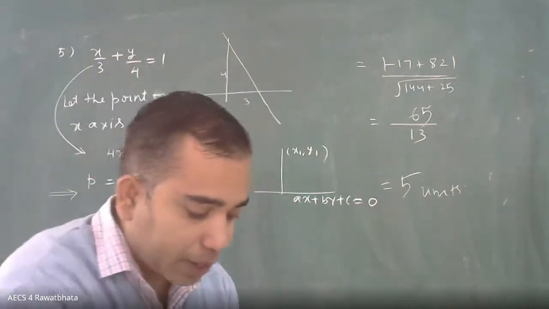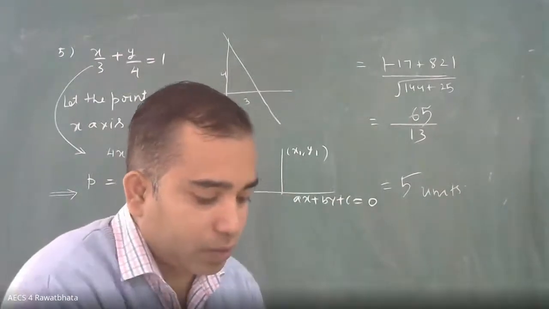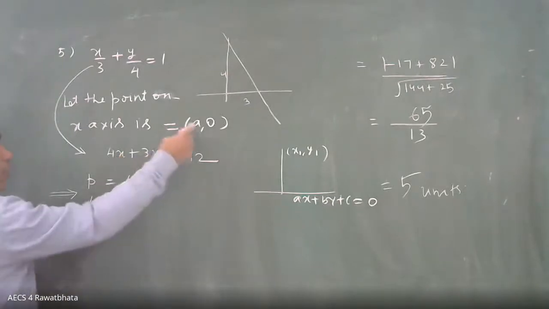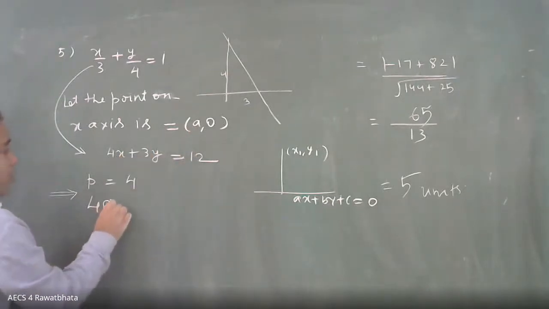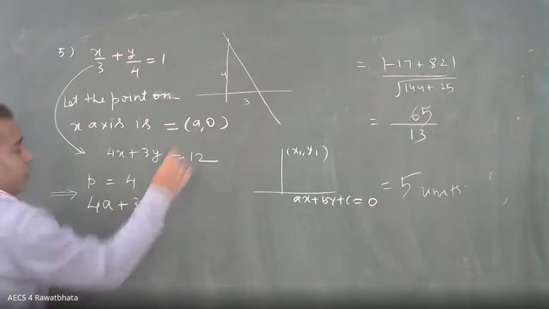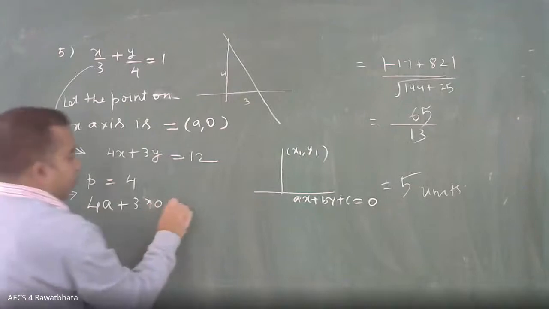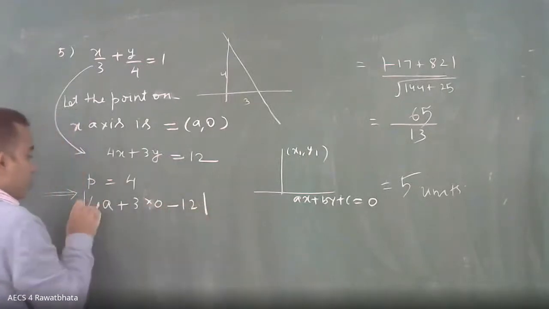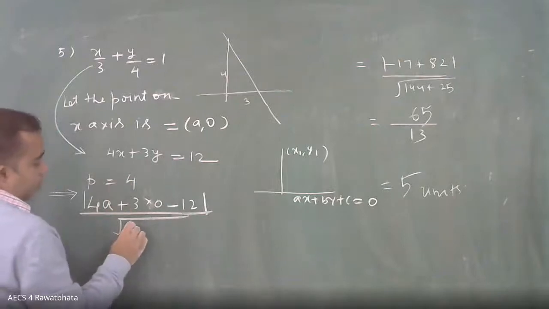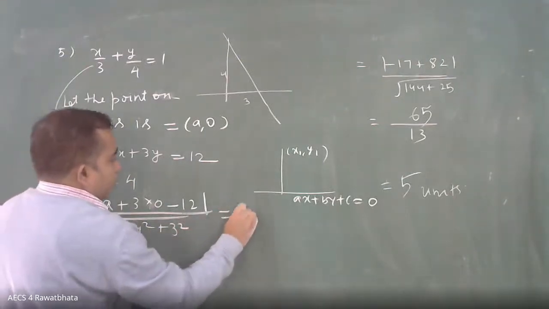You will get 4x removed, the x coordinate will come 4a, plus y removed, and in place of the y coordinate will come 12. You take this left side, minus 12, whole magnitude, divided by root of x multiplier square, 4 square plus 3 square, is equal to 12.